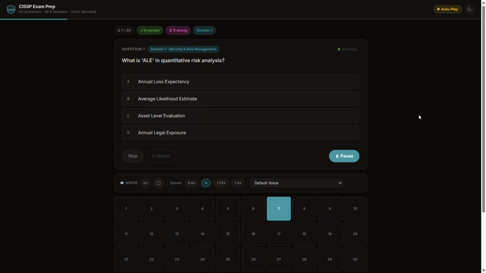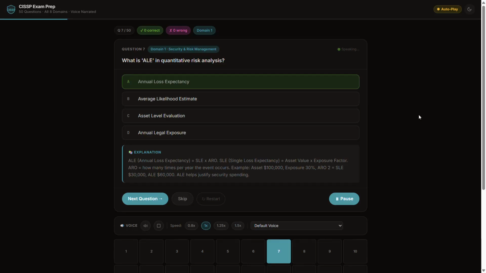Question 7. What is ALE in quantitative risk analysis? Options: A. Annual loss expectancy. B. Average likelihood estimate. C. Asset level evaluation. D. Annual legal exposure.